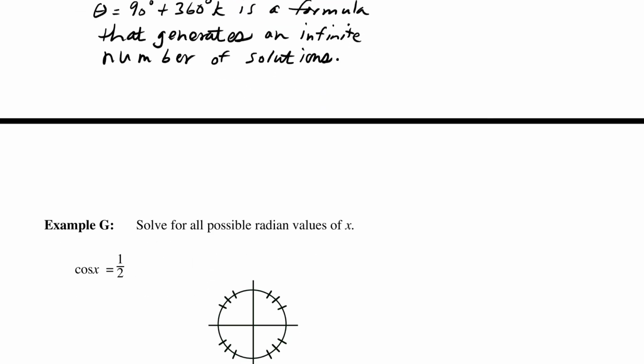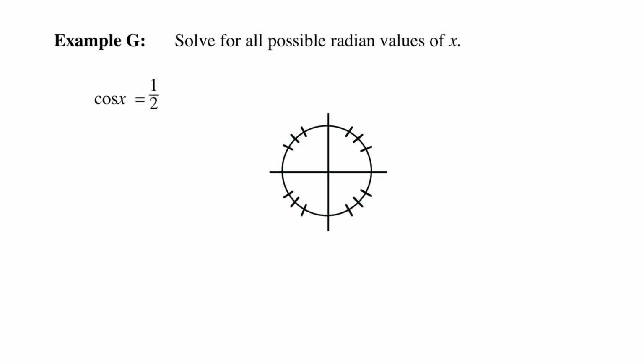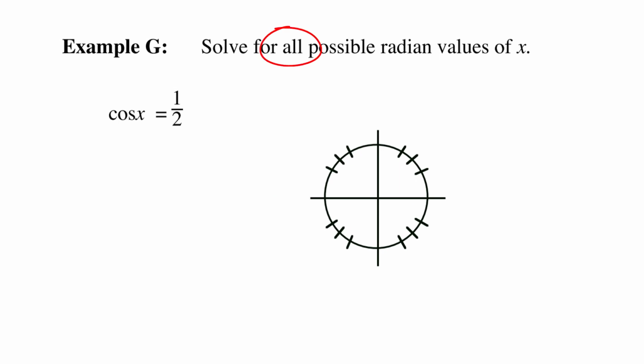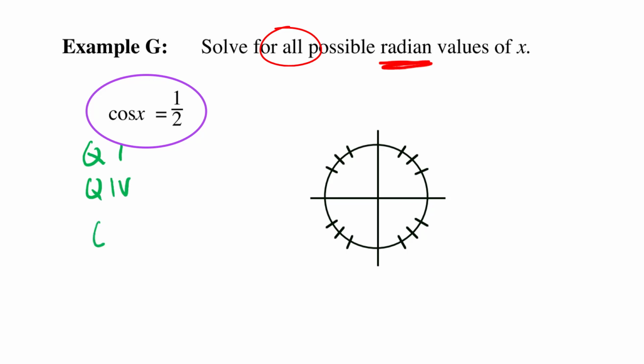So here in this next example, I'm going to solve for all. That's the clue that tells us we're going to be using plus something k. This time, though, it's radians. Let's see how that works out. Cosine of x is 1/2, and cosine is positive in quadrants 1 and 4. And cosine is 1/2 at 60 degrees, or pi over 3. And so we have pi over 3 in quadrant 1 and 5 pi over 3 in quadrant 4.